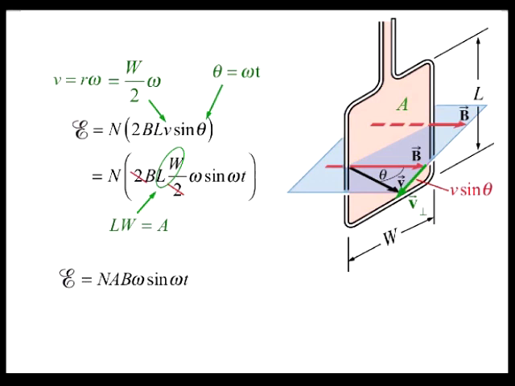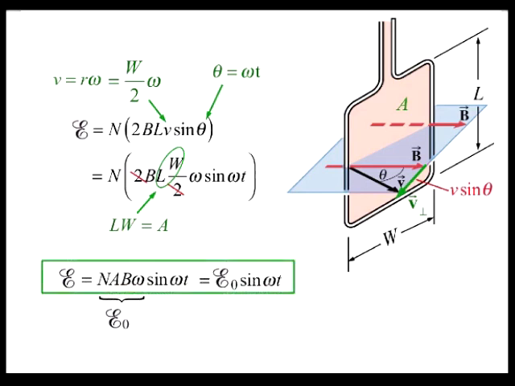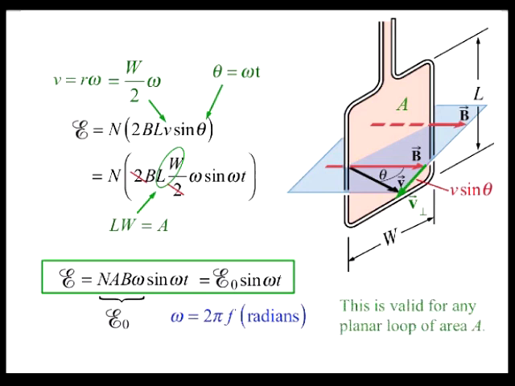Defining the amplitude of the EMF as E0 equals NAB omega, we write EMF equals E0 sine omega t. The relationship between the angular frequency and the frequency f is omega equals 2 pi f, where omega is measured in radians. This result is valid for any planar loop of area A, regardless of its planar shape. The peak, or maximum EMF, E0, occurs when sine omega t equals 1, and has the value E0 equals NAB omega. Since sine omega t changes sign, the EMF changes polarity as the coil rotates.